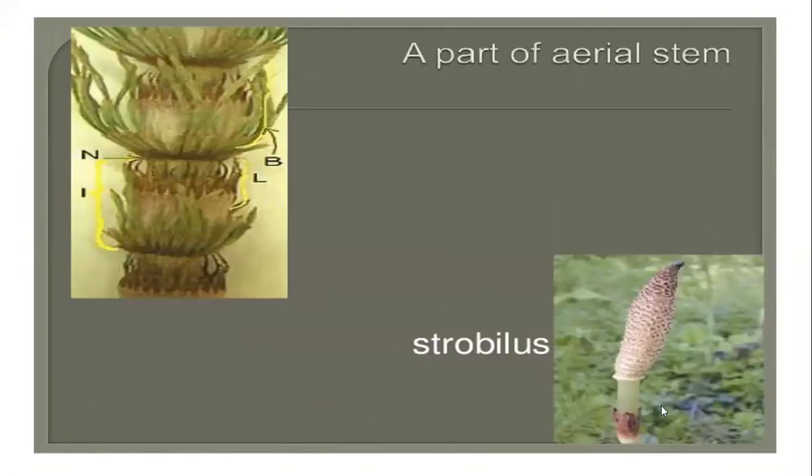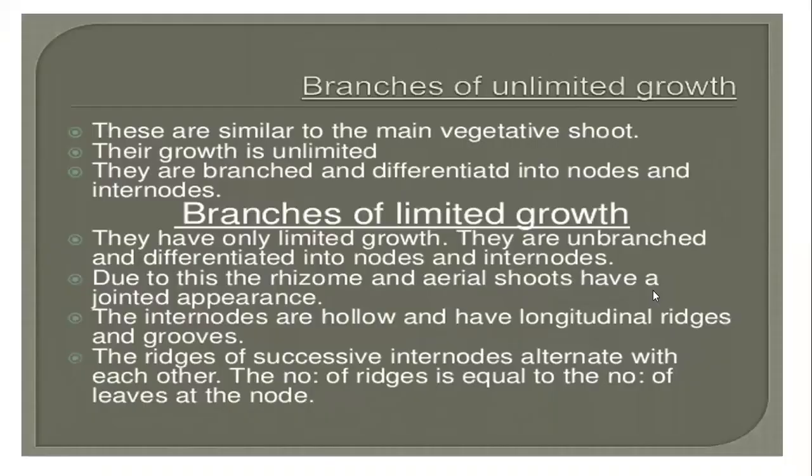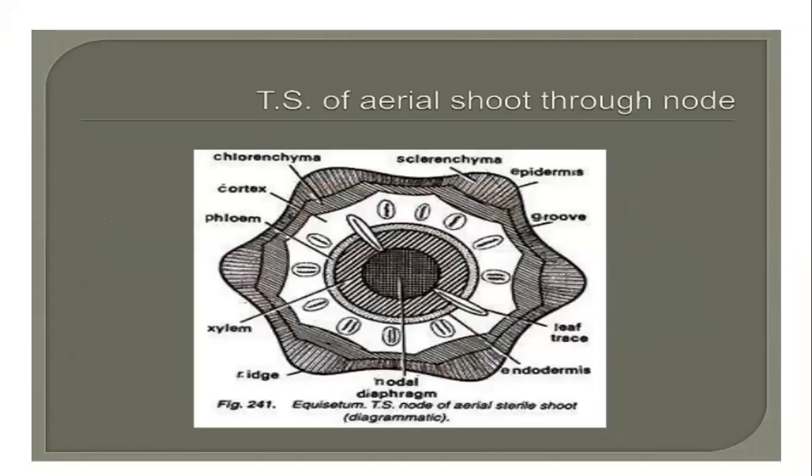Right. So this is the strobilus or the cone. The sporangia are developed on a small stalk. We call it the sporangiophore stalk. And all of them are aggregated together to form a cone or the strobili.